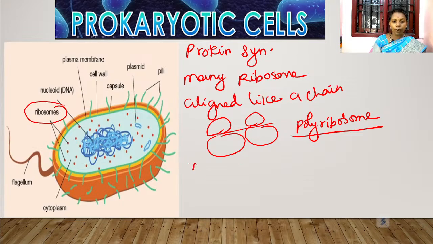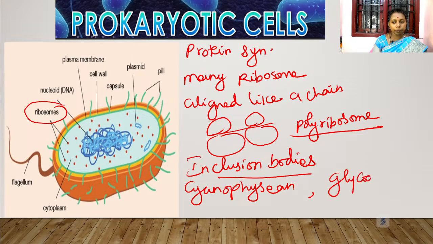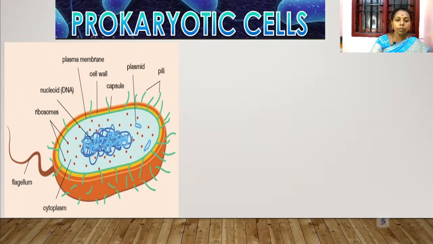Then apart from that, we find inclusion bodies. Inclusion bodies you can assume like a vacuole. Bacteria does not have vacuole. Instead, they have inclusion bodies where they reserve cyanophycin granule, glycogen granule. And also gas vacuoles, a storage space like vacuoles, no? We have even gas vacuoles found.